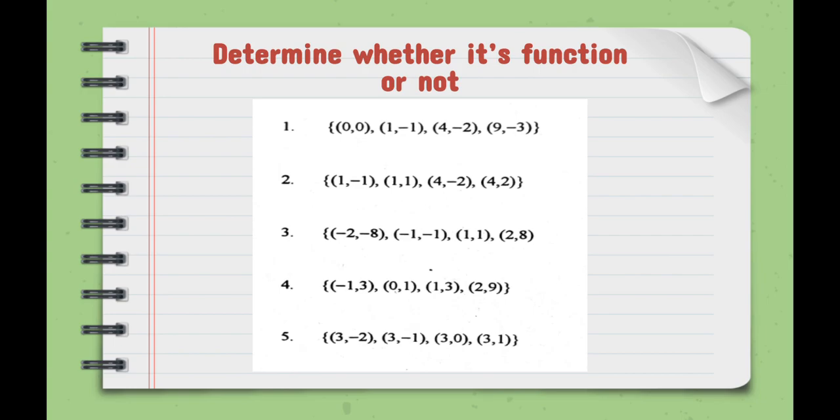So, all we need to do in this lesson, we have to determine whether it's a function or not. We have 0, 0, 1, and negative 1, 4 and negative 2, 9 and negative 3. Number 2, we have 1 and negative 1, 1, 1, 4, negative 2, and 4, 2. Number 3, you have negative 2, negative 8, negative 1, negative 1, 1, 1, and 2, and 8. Sa number 4, negative 1, 3, 0, 1, 1, 3, and 2, 9. And 5 is 3 and negative 2, 3 and negative 1, 3, 0, and 3, 1.